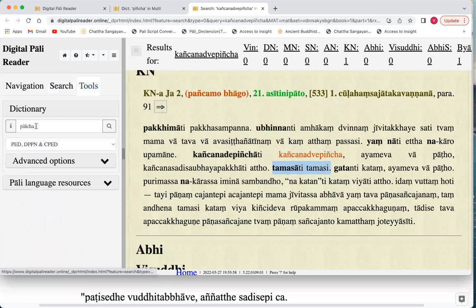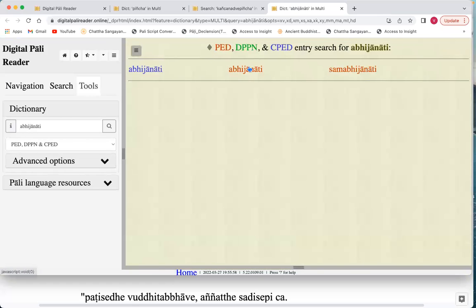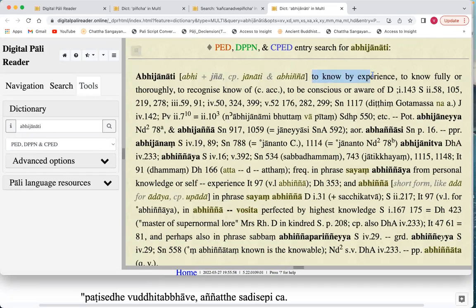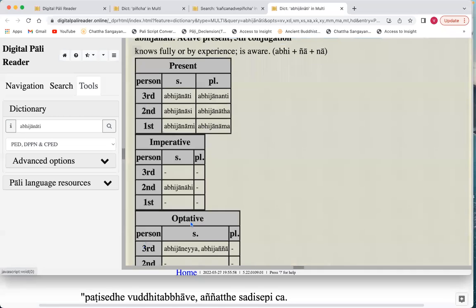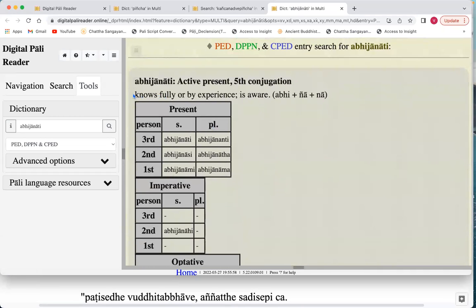Okay, let's see in the dictionary. Abhijanadi. So to know by experience, or to know fully, thoroughly, so recognize, know of, to be conscious, to be aware of. Knows fully, or knows by experience, or is aware of.